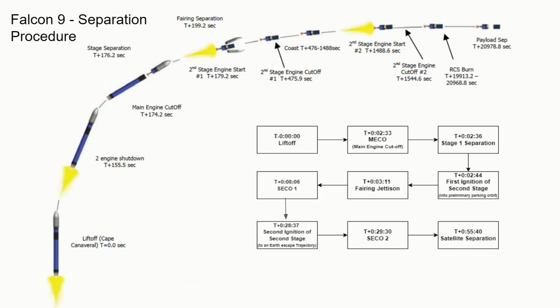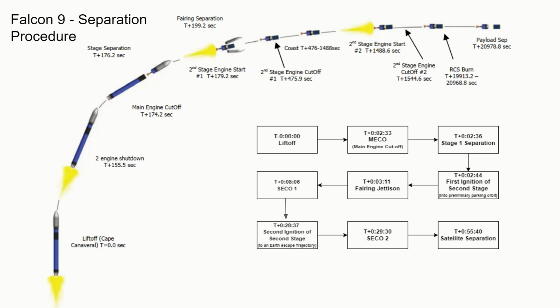For the separation procedure, roughly it would be like this. It will start with liftoff, followed by main engine cutoff and stage 1 separation. The first ignition of the second stage will put the spacecraft into a preliminary parking orbit, and the fairing would be jettisoned. At this point, there is a thermal roll where all surfaces of the satellite would be exposed to the sunlight for even temperature distribution.